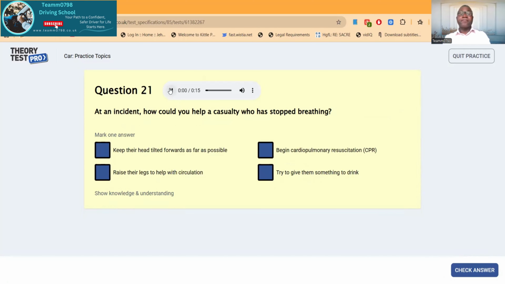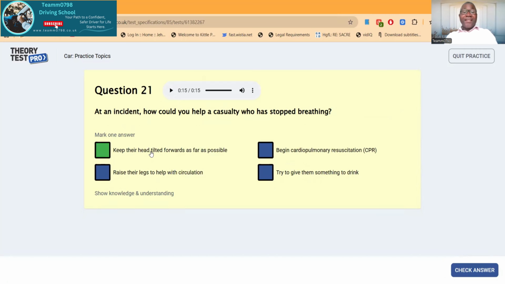At an incident, how could you help a casualty who has stopped breathing? Keep their head tilted forwards as far as possible. Begin cardiopulmonary resuscitation, CPR. Raise their legs to help with circulation. Try to give them something to drink. Okay, so how could we help a casualty who has stopped breathing?